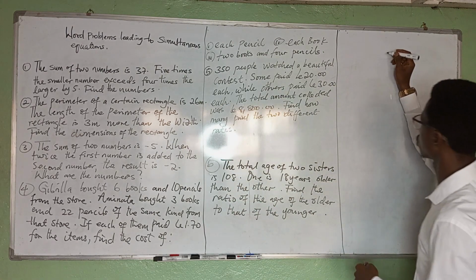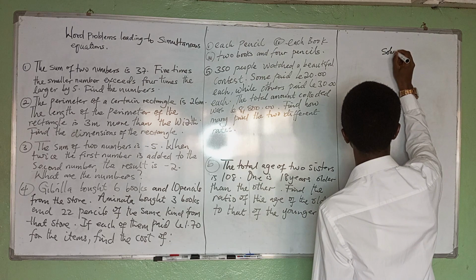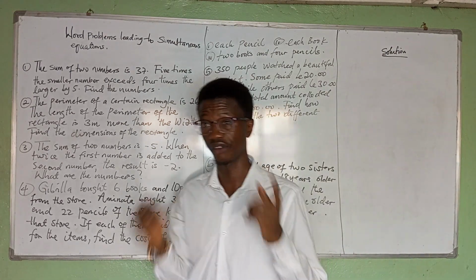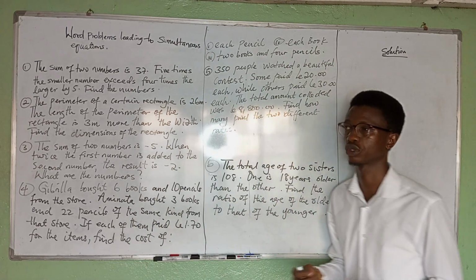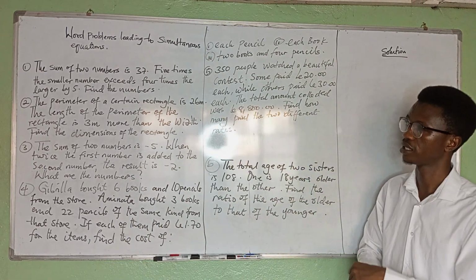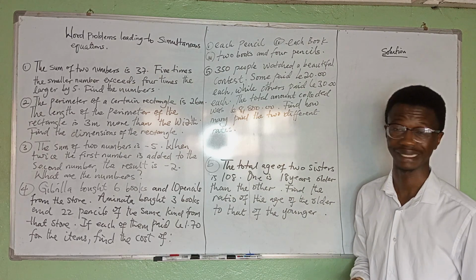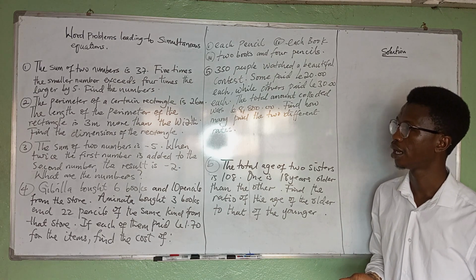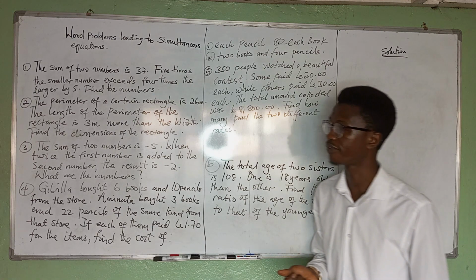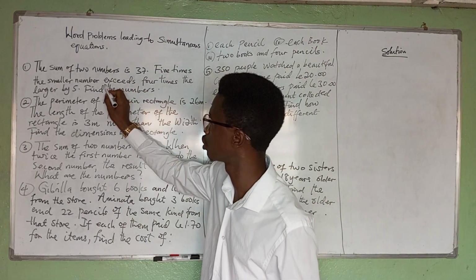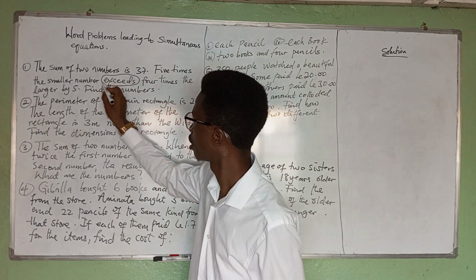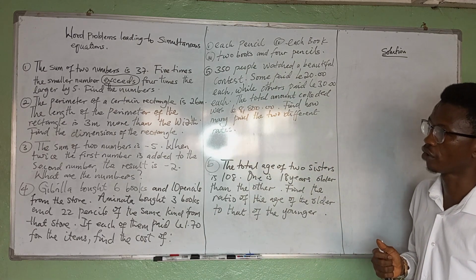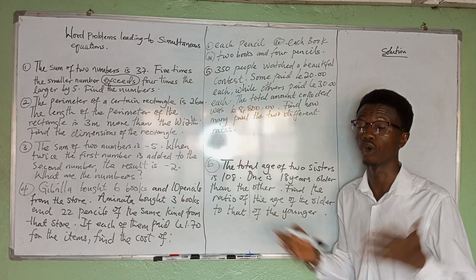I'm using this side to solve. Just like I told you, for some I will solve everything, and for others I will just set up the equation. The first question says: the sum of 2 numbers is 37. 5 times the smaller number exceeds 4 times the larger by 5. There are words here we need to understand. Find the numbers. You don't know the 2 numbers.